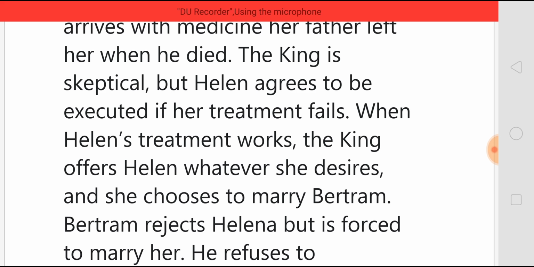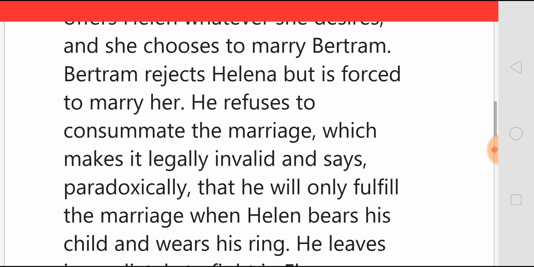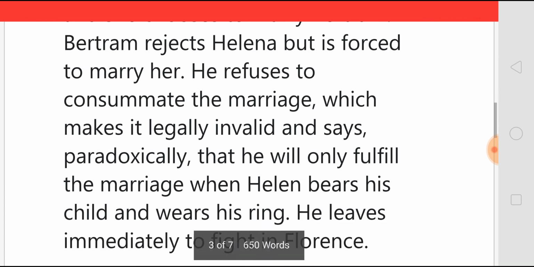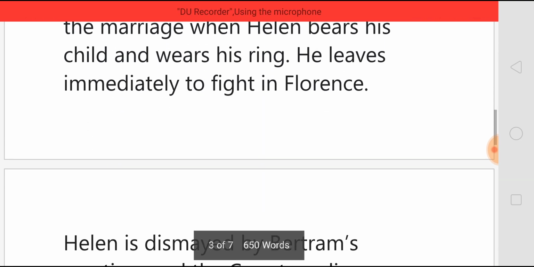But Bertram rejects Helen. The king says, no, you have to marry her, and therefore he is forced to marry her. But even after marriage, he refuses to consummate the marriage, that is, he refuses to behave like a husband with her. He says that if she wants to fulfill the marriage, she must bear his child and wear his ring. Now, this is not possible because he will not even touch her. And he leaves immediately to fight in Florence.